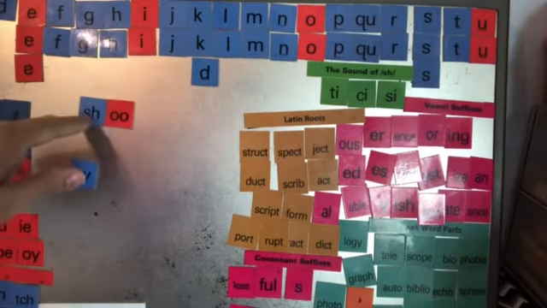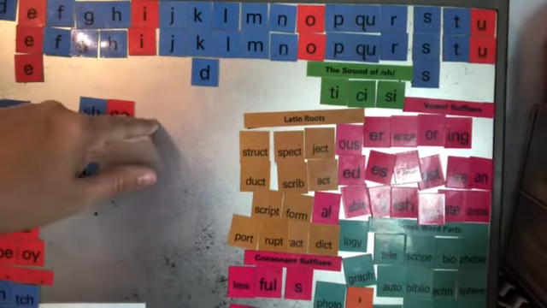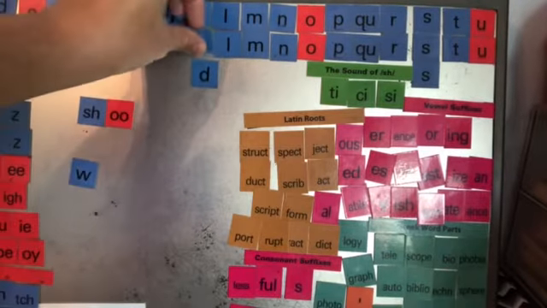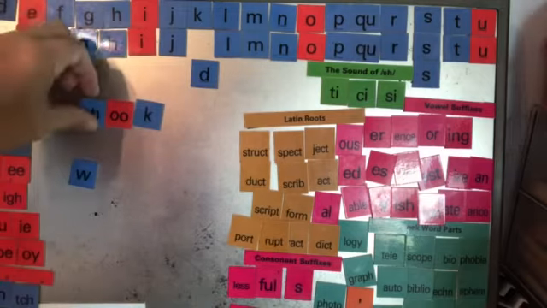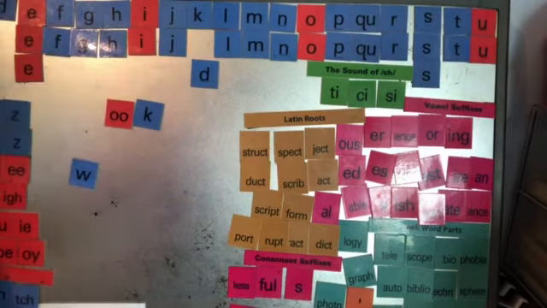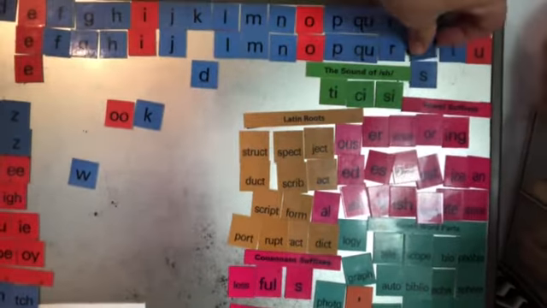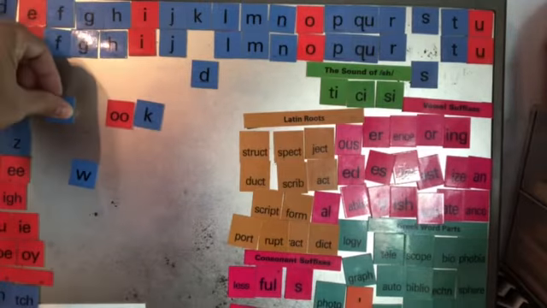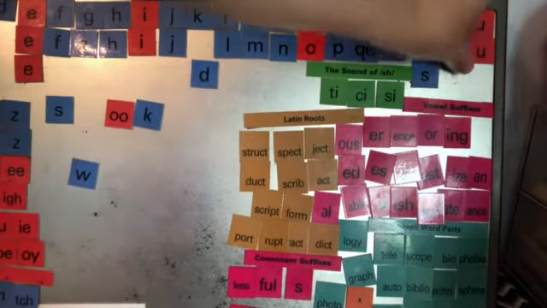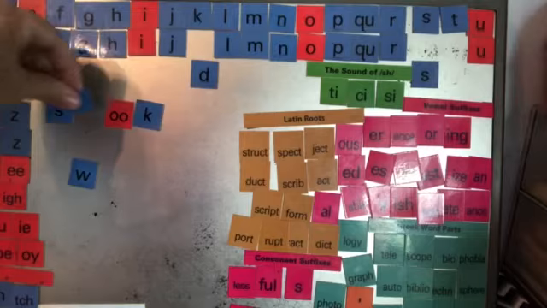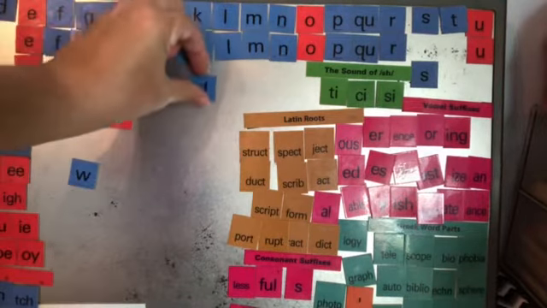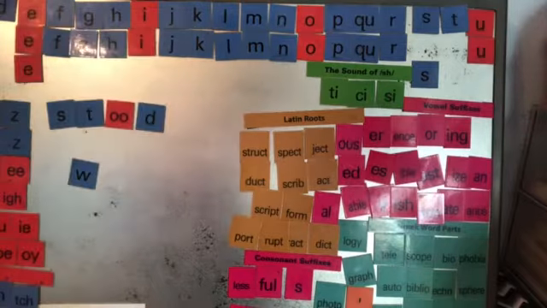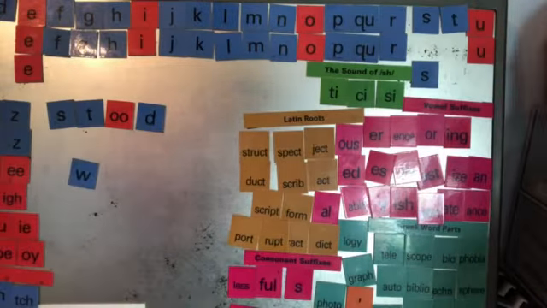So I do the sound before the and the sound after the. In this case, we're going to use the K. Stood. We have st. We hear the st sound before the and then the D, stood. So you have others like look.